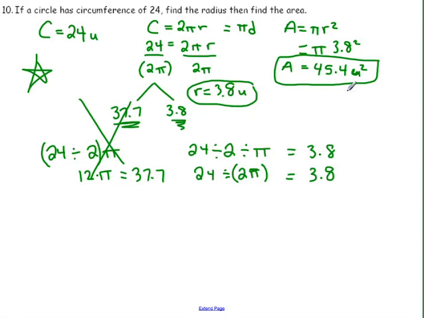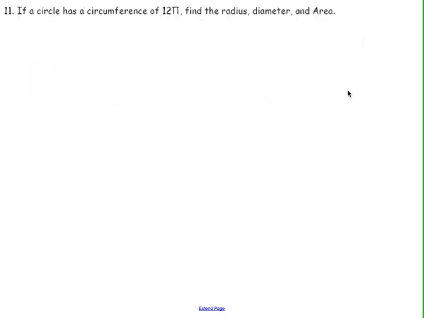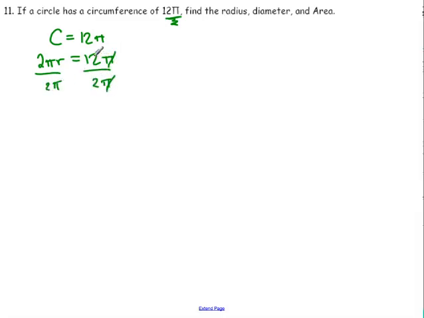Lastly, it says a circle has a circumference of 12 pi. A lot of people start panicking when they see that in the problem. So here's 12 pi. Again, I know that circumference is 2 pi r. So I could do it this way, and again divide both sides by 2 pi. And when I do this, the pi's cancel. So really all I'm doing is taking 12 divided by 2, which gives me a radius of 6 units.